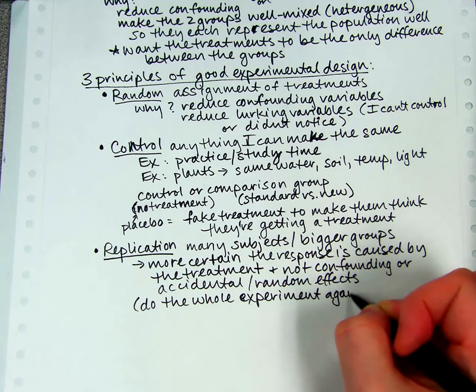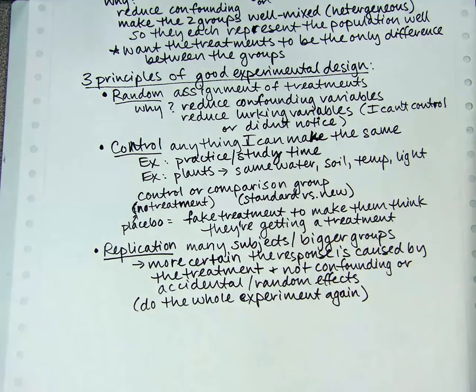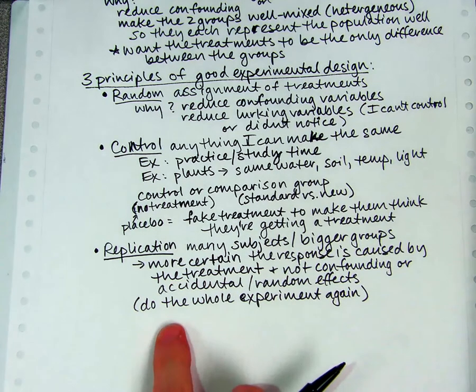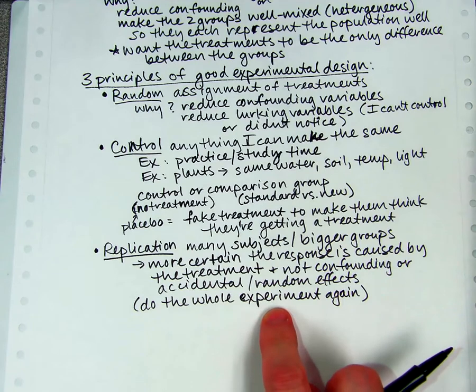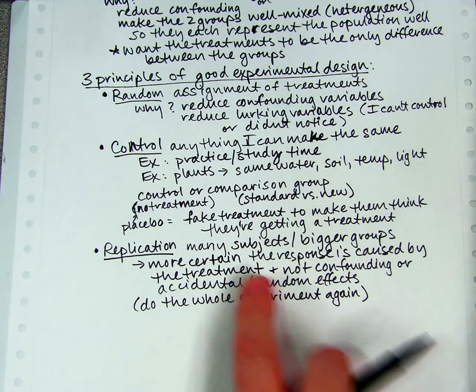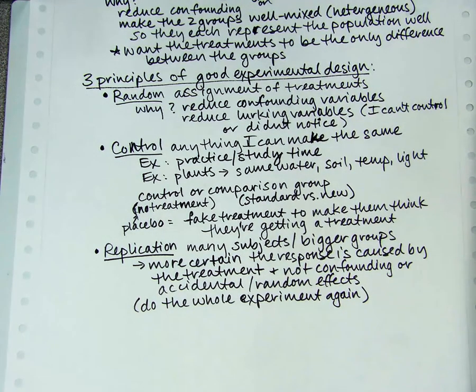They're talking about making sure that it applies to many subjects. Although I suppose doing the whole experiment again would give you more subjects. It's just you might as well get more subjects in the first place. If you have enough subjects the first time, you don't need to do it again, although you always could if you weren't sure. So those are the three principles.